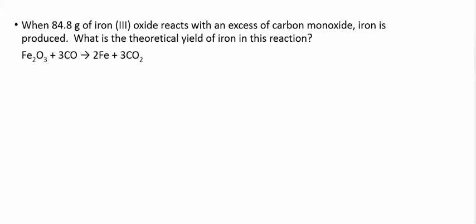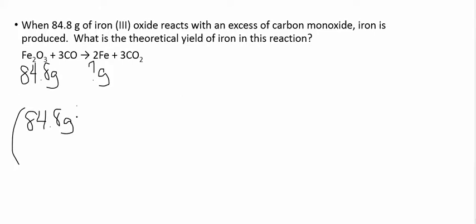So let's look at how we get some of these yields. First problem here, we have 84.8 grams of iron 3 oxide. We have excess carbon monoxide. What is the theoretical yield of iron? We want that in grams. Theoretical yield is simply a calculation. So we have 84.8 grams starting Fe2O3.